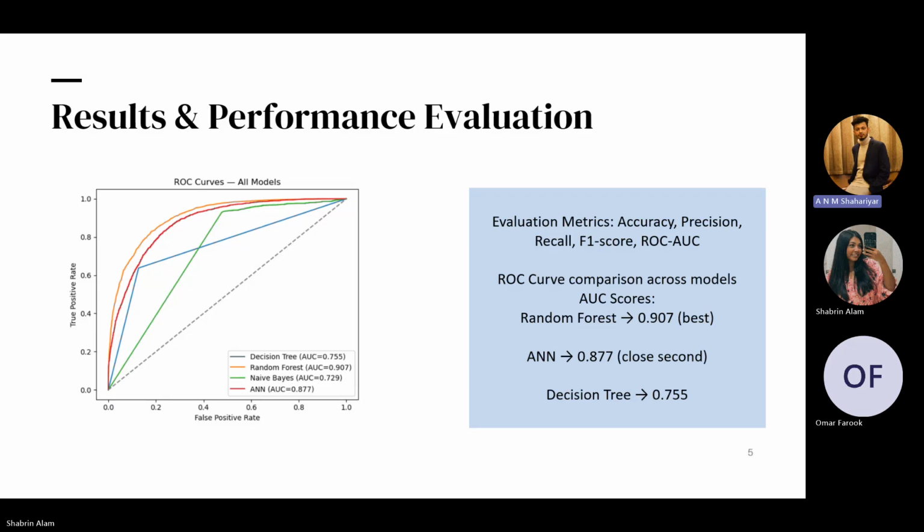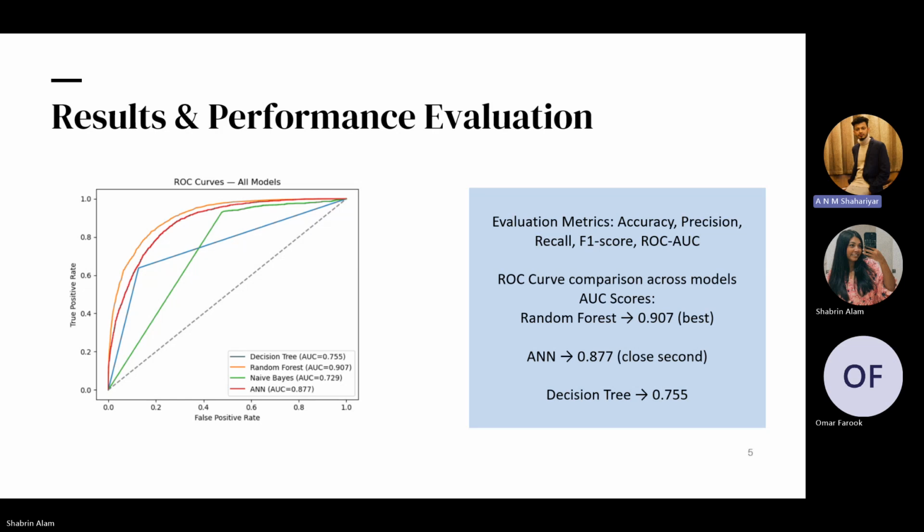And then the ANN came close with an accuracy of 82.6% and a ROC AUC of 0.877. The decision tree performed moderately, with 81.6% accuracy and an AUC of 0.75. And finally, the naive Bayes model performed the weakest with only 52% accuracy, but it has a very high recall of about 95%. This means it correctly identified most of the positives but misclassified many negatives, leading to poor precision. And finally, the ROC curve.